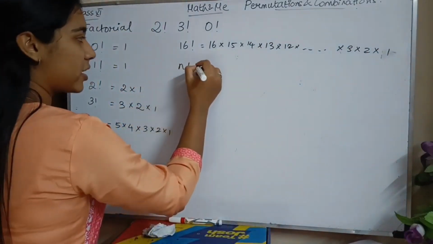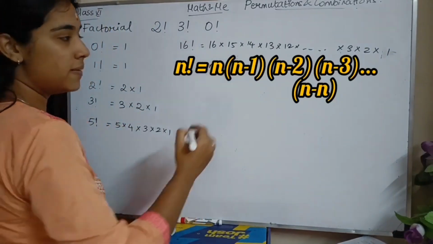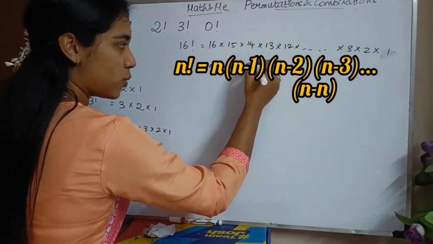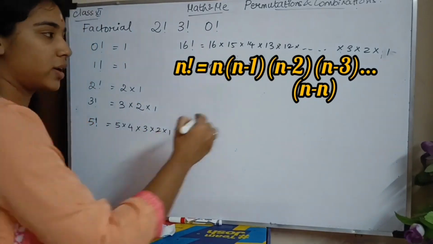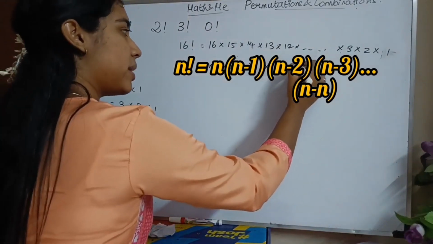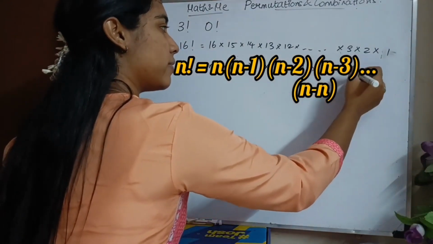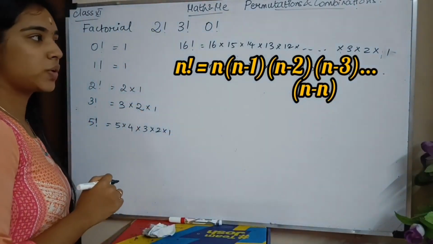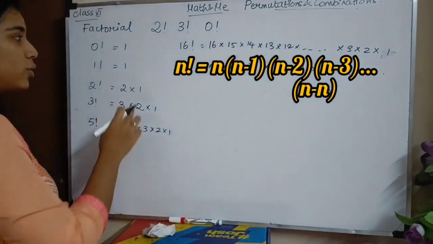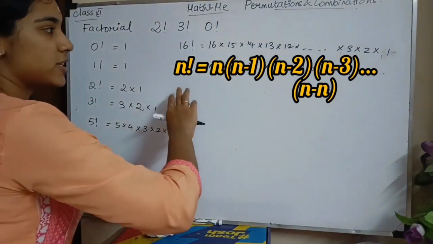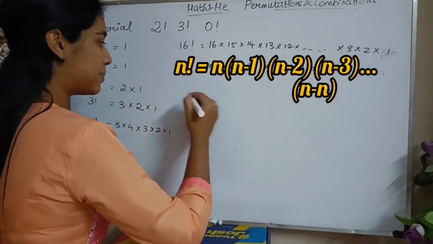So what is n factorial? Any number, you start with the number itself, n factorial times n minus 1 the whole factorial, times n minus 2 the whole factorial, times n minus 3 the whole factorial and so on, until you have n minus n the whole factorial, which is 0 factorial, 1. So this is your n factorial. This is the factorial representation. We will solve example 5.